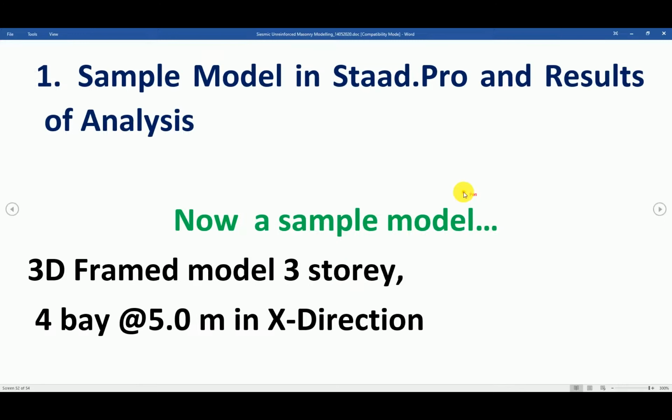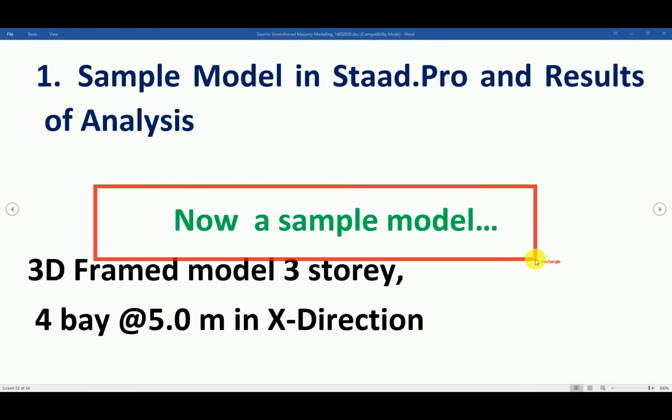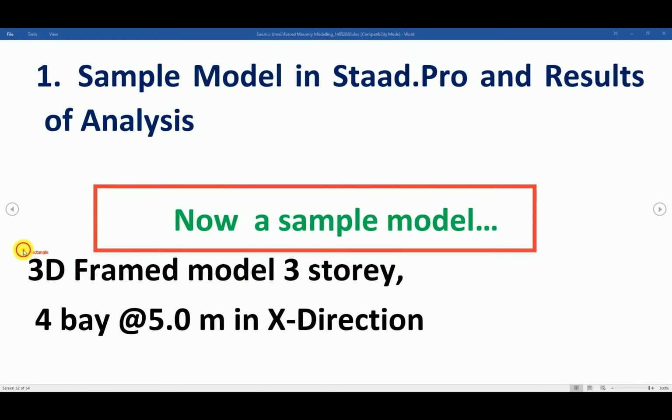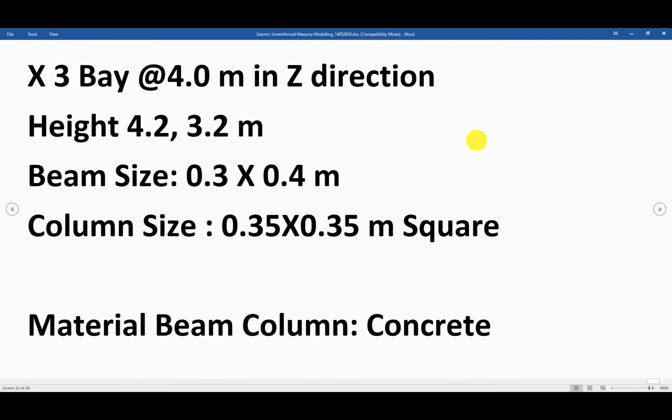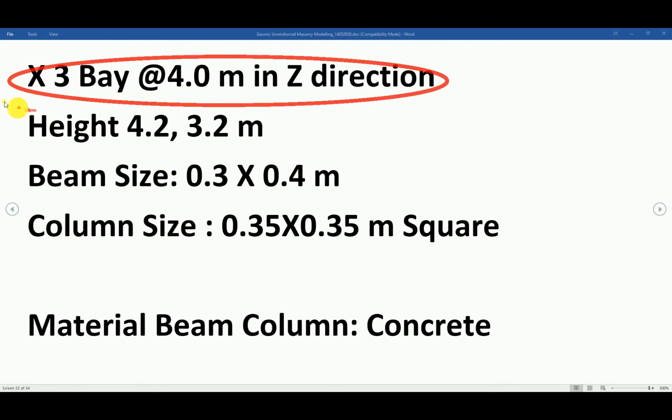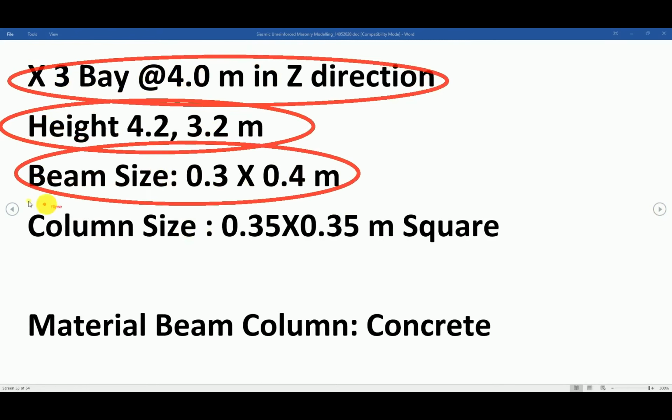We will be taking a 3D frame model, say for example a 3 storied height. It will be in the x direction, 5 bays, 5 meter each. We will just be modeling it, just to give an idea. And 3 bays, 4 meter each in the z direction. Height we will be taking 4.2 and 3.2 meter. Beam size, let us assume 0.3 by 0.4 meter. Column size, 0.35 by 0.35 square. Material, we will be taking concrete.